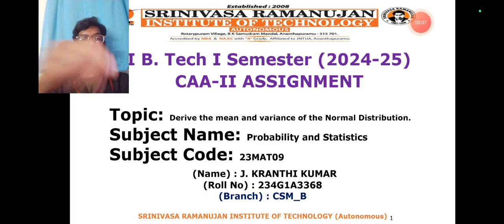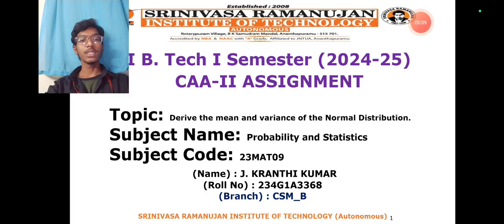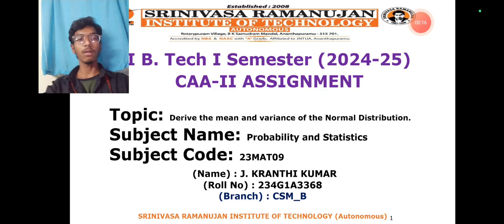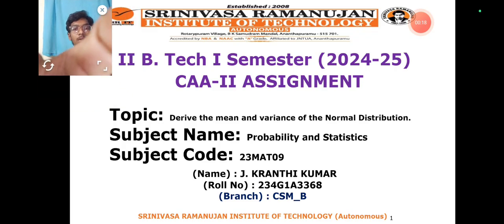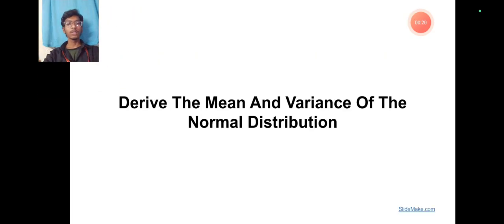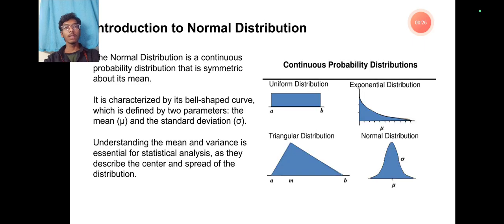Today I am presenting a CA2 assignment video for the subject of probability and statistics. My topic is to derive the mean and variance of the normal distribution. Here we can see the topic name. In the first slide, we introduce the normal distribution.